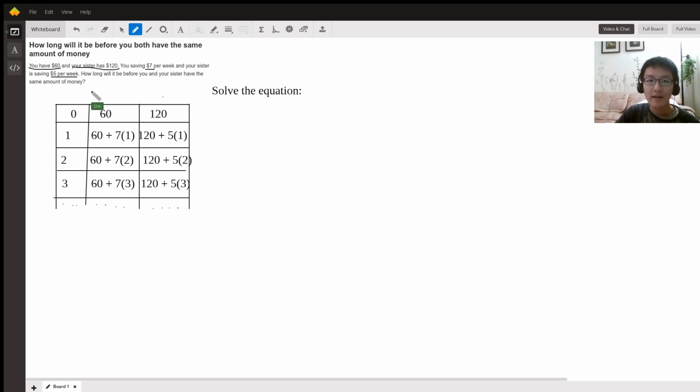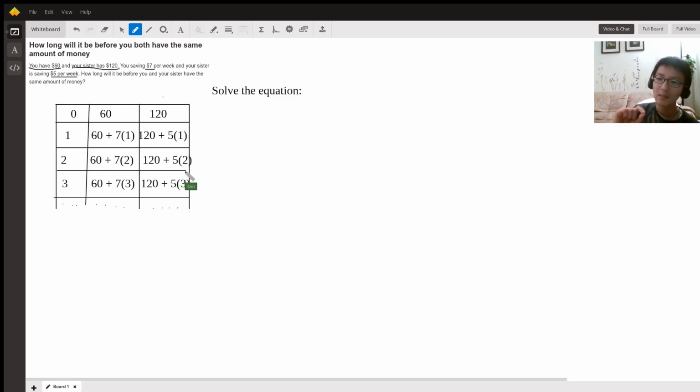So look at the table here. Here's the number of weeks, the amount you have after that number of weeks, and how much your sister has after x weeks. You can see a pattern: at week 0 you have 60, then 7 for 1 week, 7 for 2 weeks, and 7 for 3 weeks, and so on. So it's your initial value plus the rate at which you increase per week times the number of weeks. The number of weeks is the same for both of you. It's just that you and your sister have different initial amounts and rates.